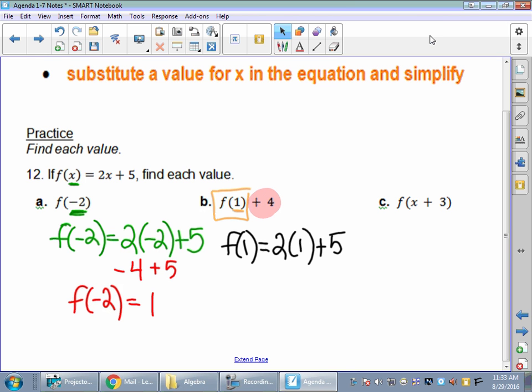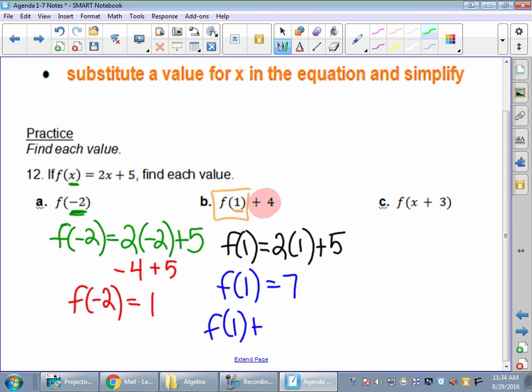So 2 times 1 to multiply, I get a 2 plus 5. So f of 1 is equal to 7. So f of 1 plus 4 is equal to 7 plus 4, right? Or 11.